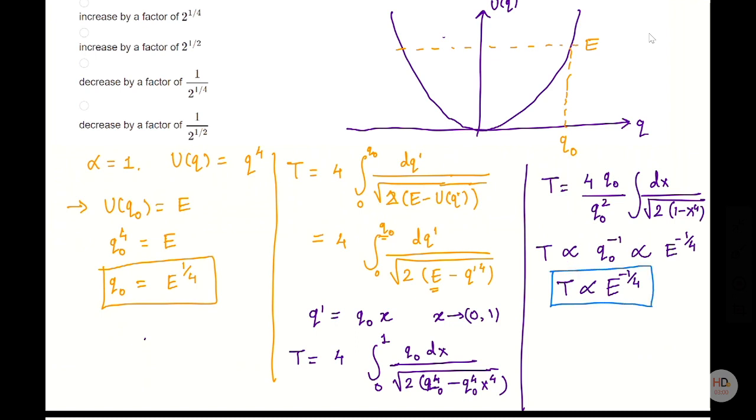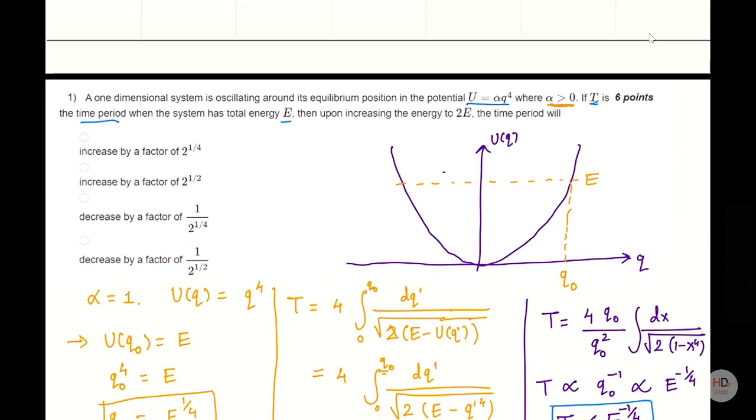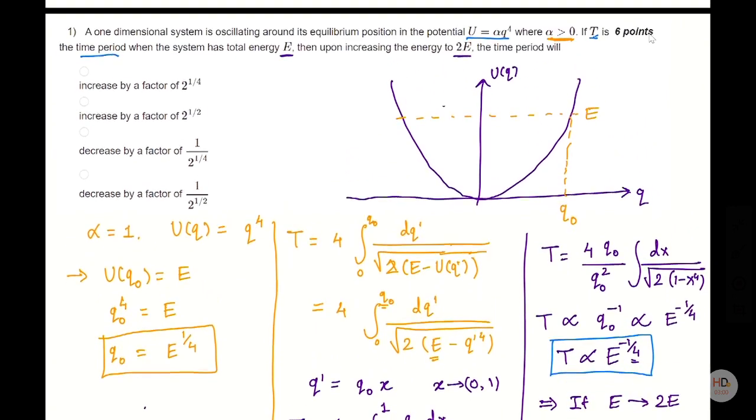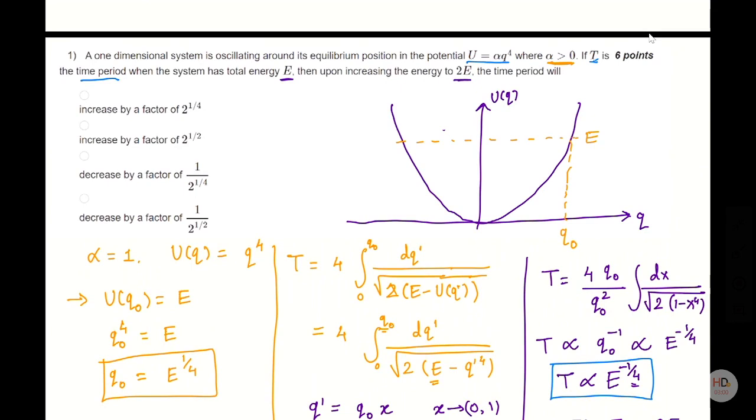This is our result, which means if E goes to 2E, that is what is given in the problem, right? So if total energy is doubled, what happens? Then T goes to 2 to the power minus 1/4, this factor, times T. So the answer is 2 raised to minus 1/4 times. So it decreases by a factor of 2 to the power 1/4.